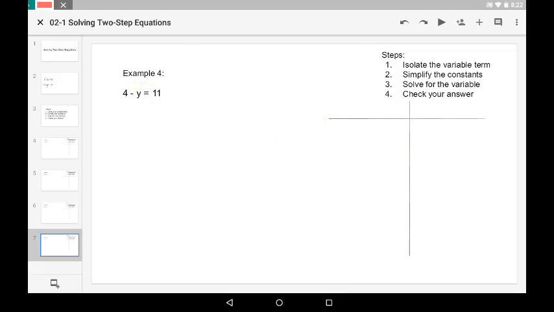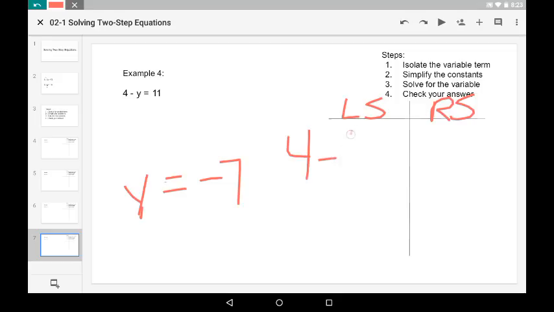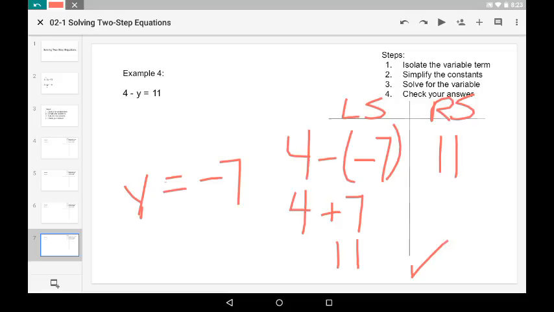You could solve this many other ways, but you're always going to get the same answer as long as you do it correctly. So y we found was negative 7. Check the work. 4 minus negative 7 is 11. So 4 minus a negative, you end up adding it. So 4 plus 7, which is 11. So left side and right side are equal.